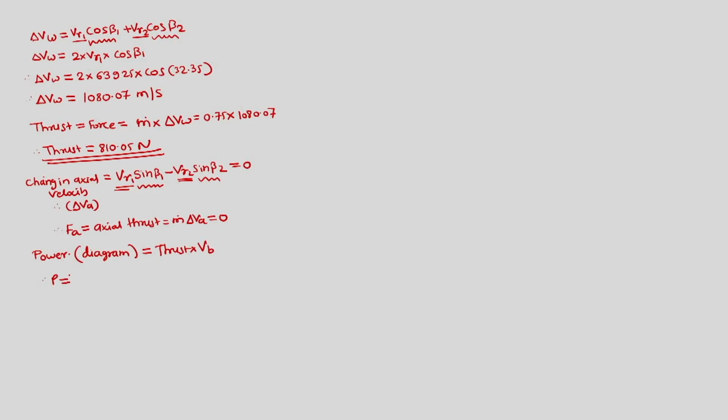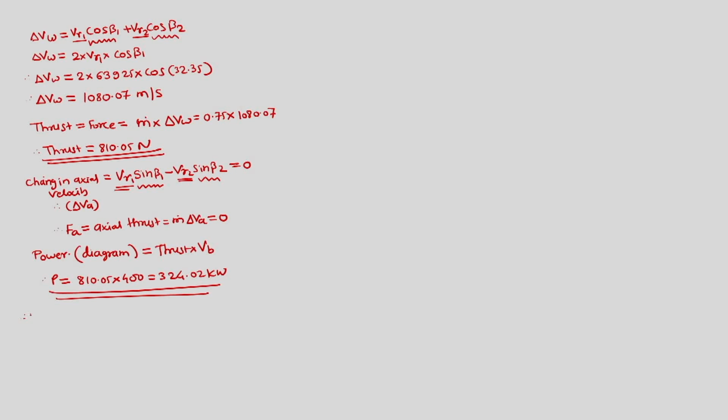So diagram power P is equal to 810.05 into 400, that is equal to 324.02 kilowatt. So this is the diagram power.